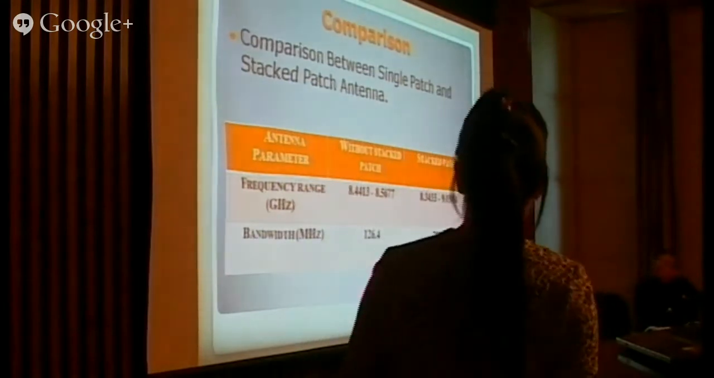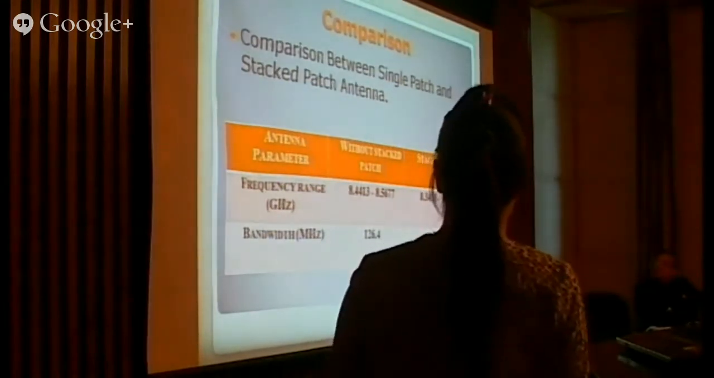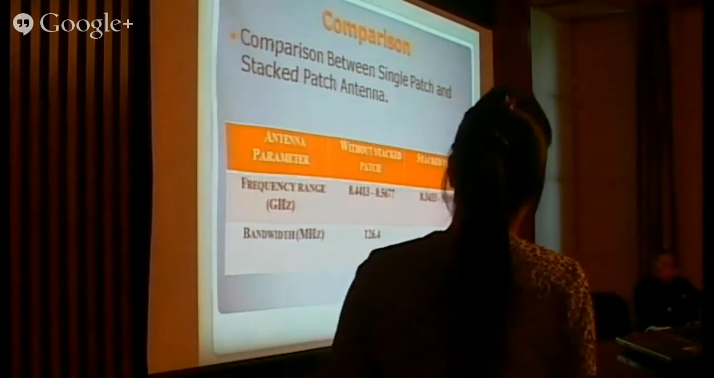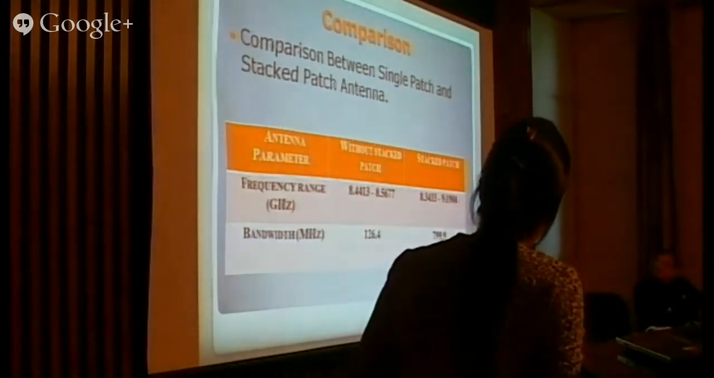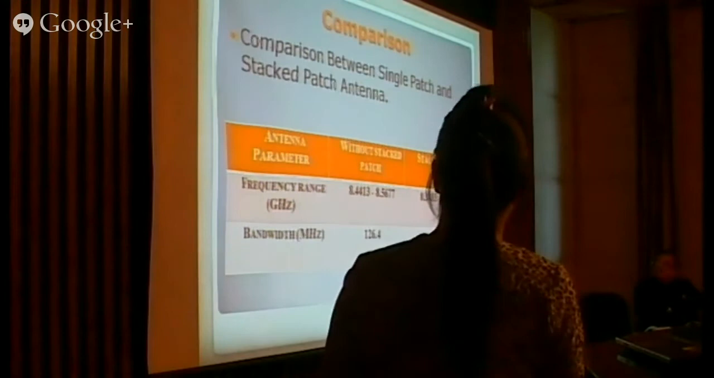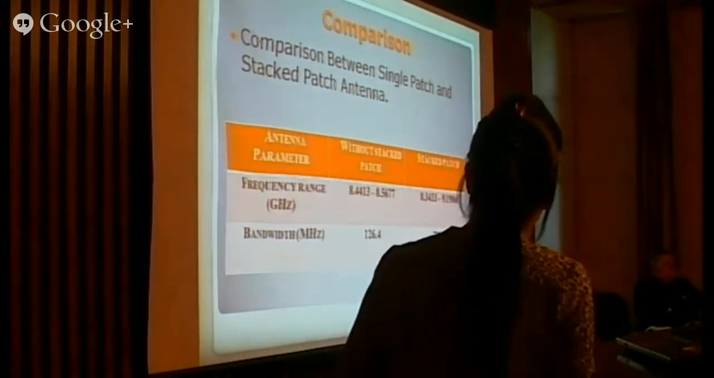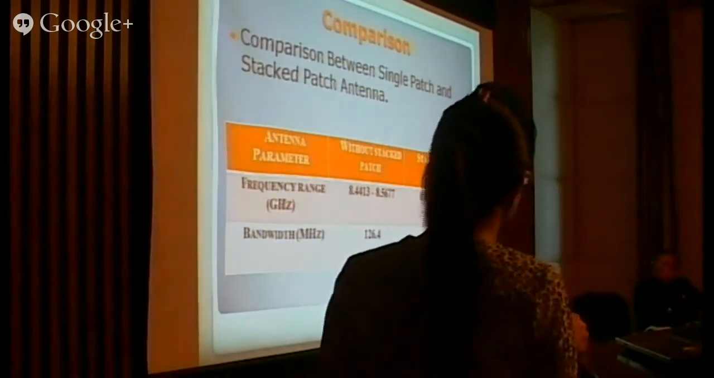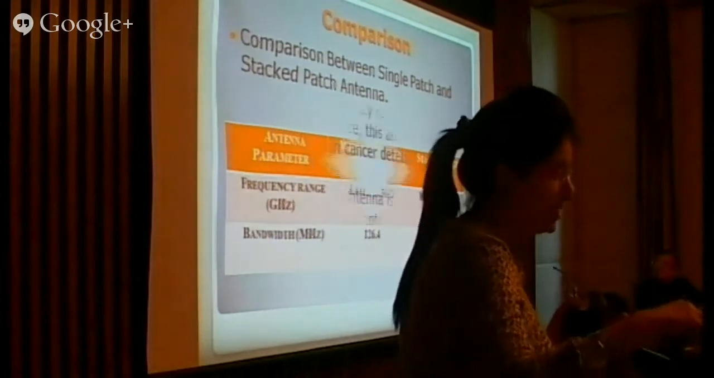First parameter is frequency range. Frequency range is 8.4 to 8.5 gigahertz for the single patch and 8.3 to 9.1 gigahertz for the stacked patch. Bandwidth is 126 megahertz for the single patch and 799 megahertz with stacking.